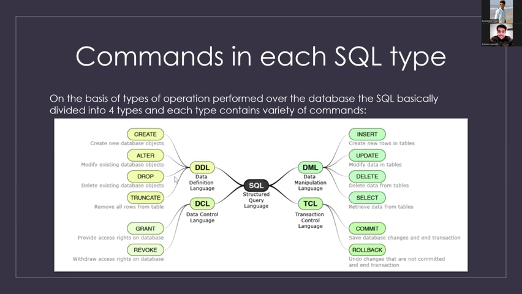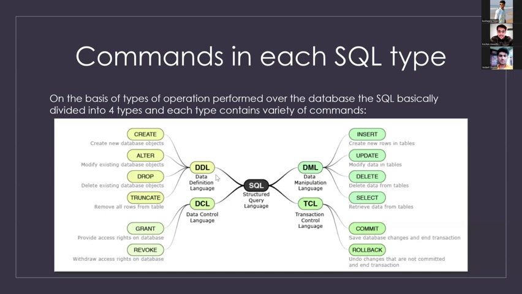We will see all this when we cover the practical approach of all these commands. Now, third one is drop. Drop is used to delete existing database objects. Fourth one is truncate, which removes all rows from a table. The difference between drop and truncate is very important. We will cover this also in our future presentation.